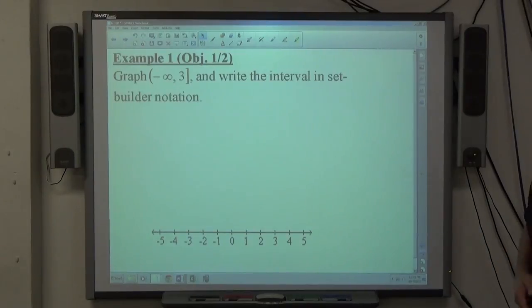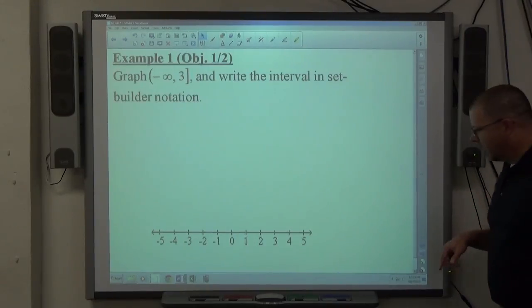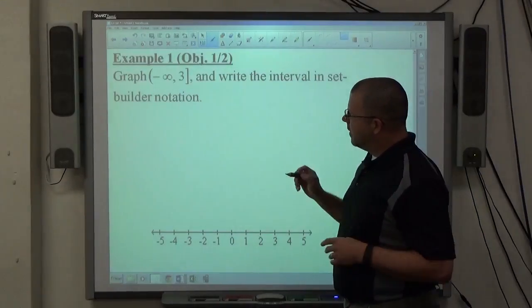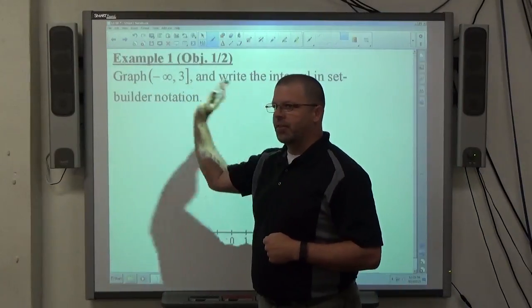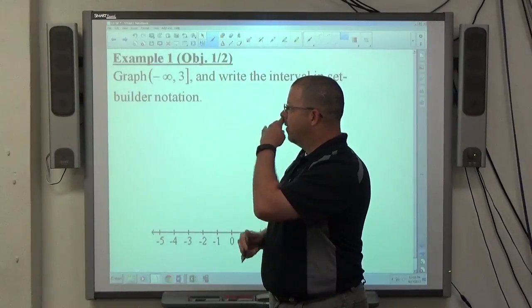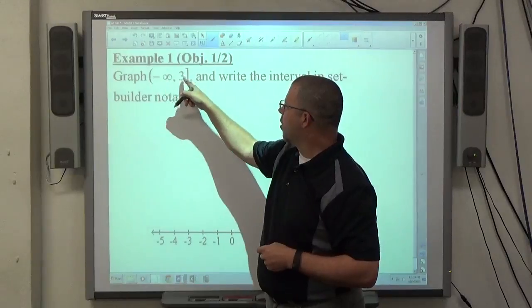All right, so example 1, graph parentheses, negative infinity, comma 3, bracket, write the interval in set builder notation. So let's start by writing in set builder notation. Negative infinity is the farthest left you can go on a number line. And then this says to start at negative infinity, go all the way up to 3.